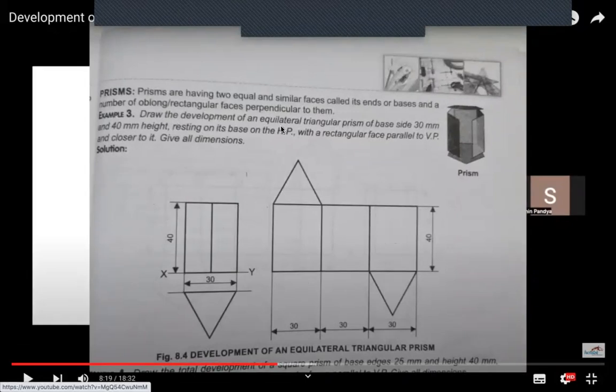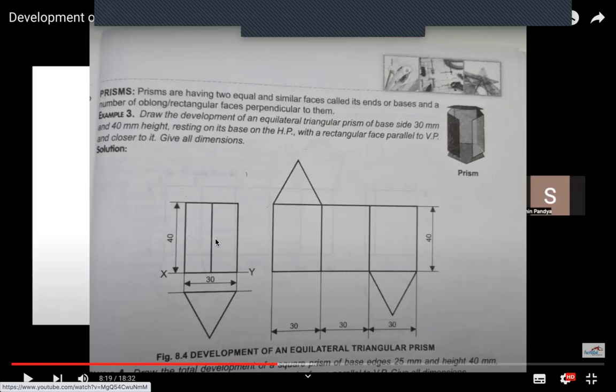What is written in this? Draw the development of an equilateral prism of base side 30 mm and 40 mm height, resting on its base on VP with one of its rectangular faces parallel to VP. See, parallel to VP means parallel to XY. And closer to it, meaning nearer to VP. Understood the first part? Any doubt in solids?